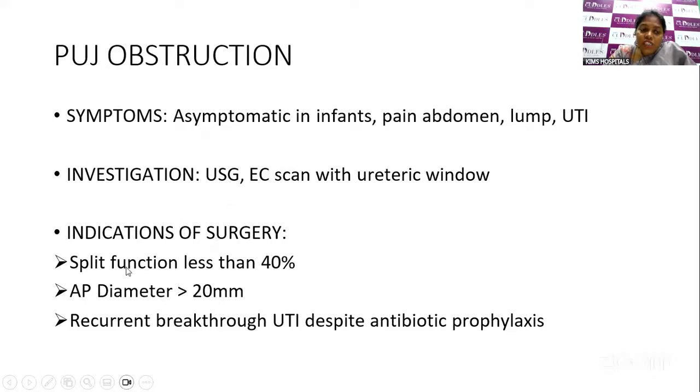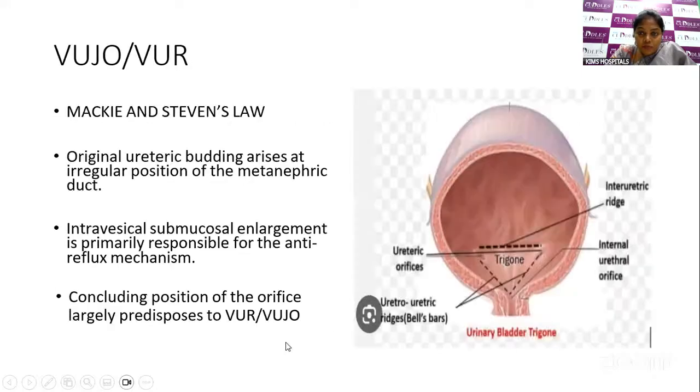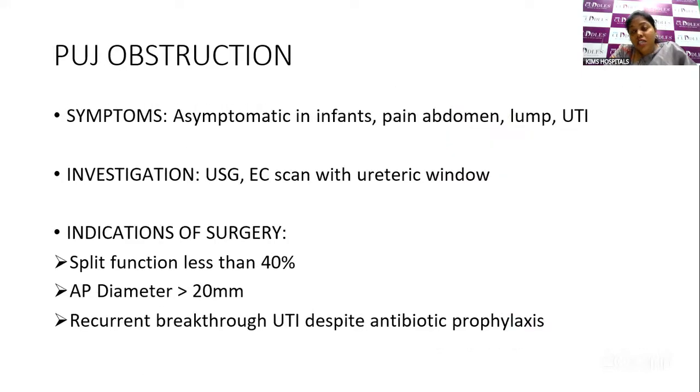So indications of surgery are: the split function is less than 40%, the APD diameter is more than 20%, or there are recurrent breakthrough UTIs despite antibiotic prophylaxis. But ideally, surgery is the ultimate and the best option for PUJ obstruction relief, because of which the kidney will bounce back to function into its normalcy.